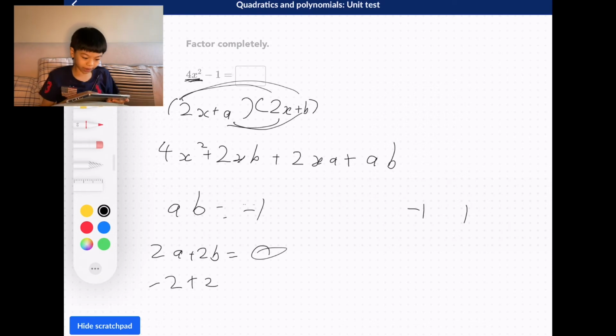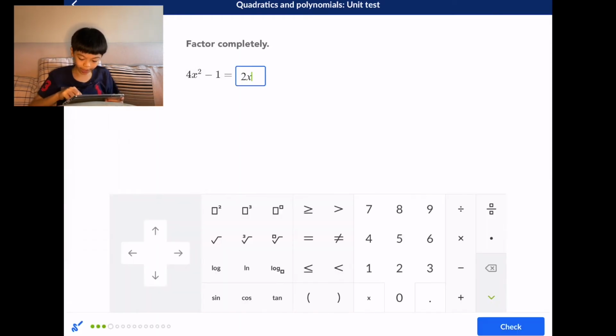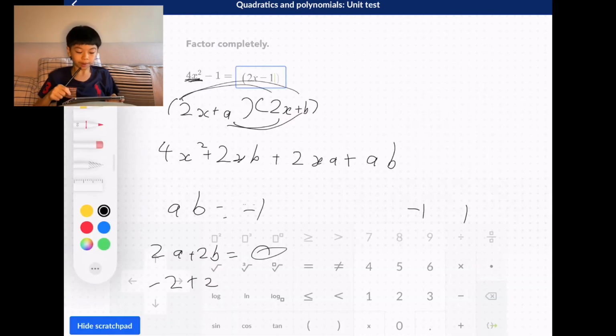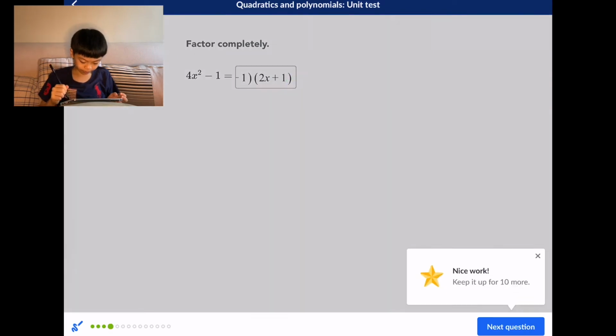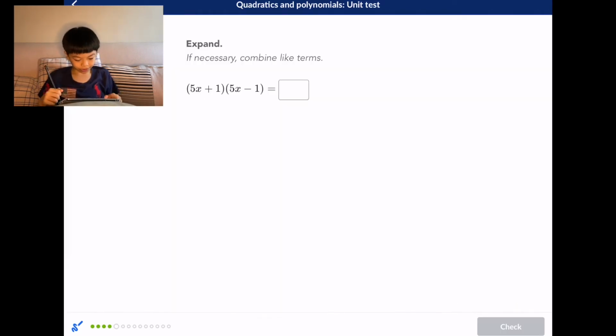Let's check our answer if it's correct. 2x, put the parentheses or brackets if you want to call them, 2x minus 1, or you can just flip them around and put plus 1, but I prefer to use this way, times another bracket 2x plus 1. Let's see if that's correct. It's correct. 10 more questions to go.